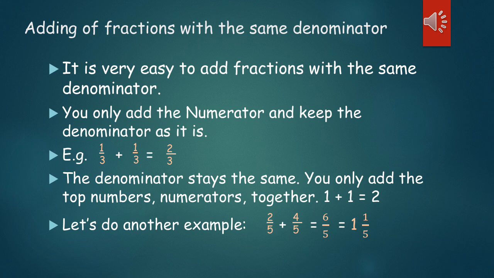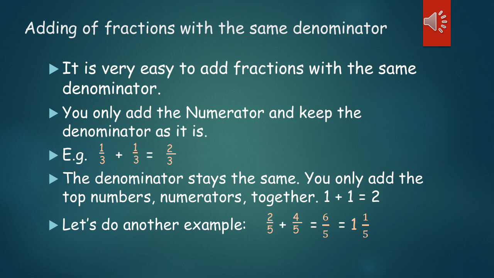Adding of fractions with the same denominator. It is very easy to add fractions with the same denominator. You only add the numerator and keep the denominator as it is. For example, 1/3 plus 1/3 equals 2/3. The denominator stays the same. You only add the top numbers, numerators together. 1 plus 1 equals 2.